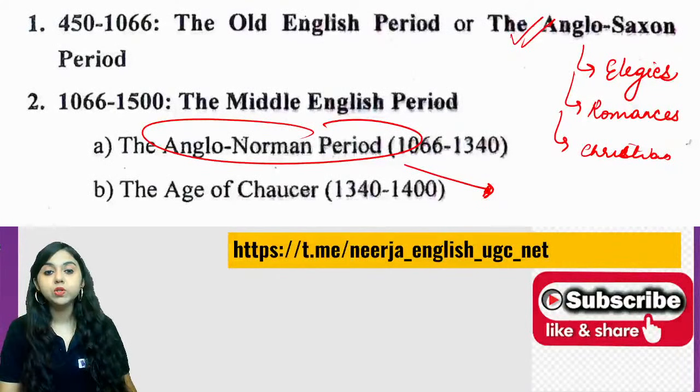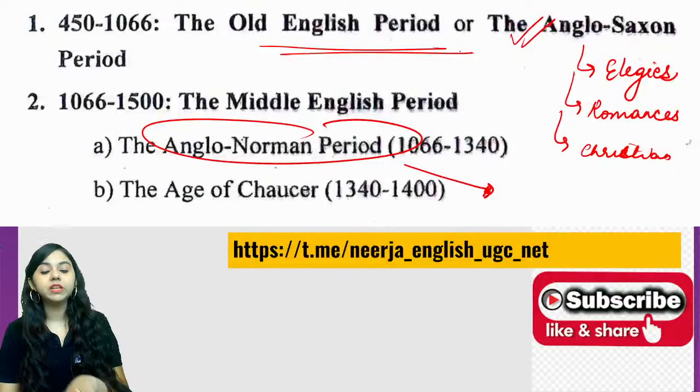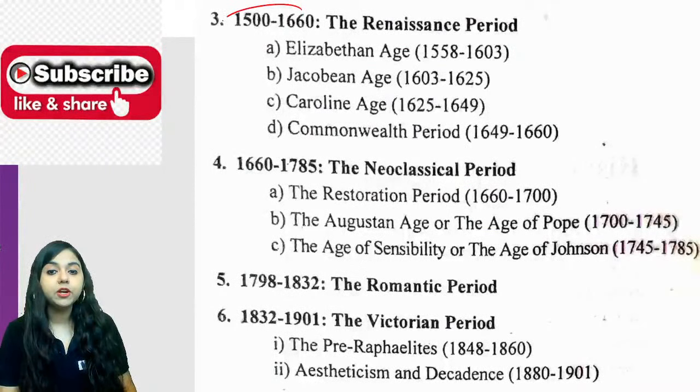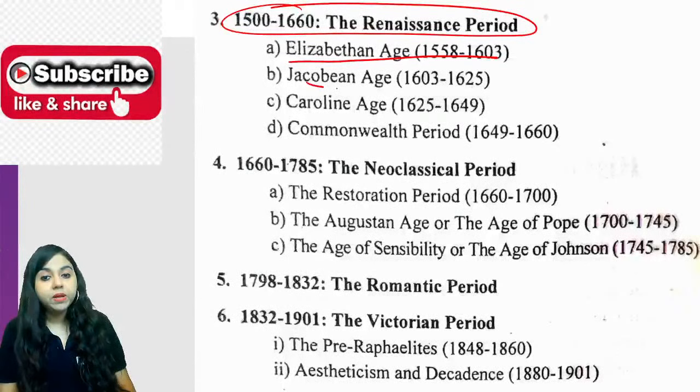Also, in the Old English period, the Vercelli Book, the Nowell Codex, the manuscripts that are preserving the text, are becoming important altogether. So when we look at this kind of periodization, then we have the period of Renaissance. The Renaissance period is a huge period: Elizabethan age, Jacobean age, Caroline period, Commonwealth period.